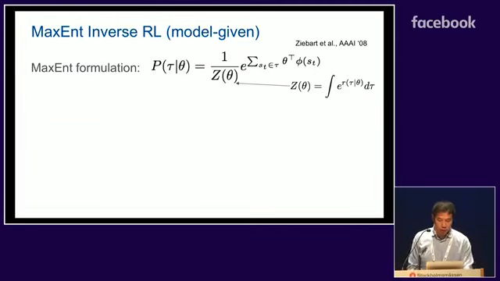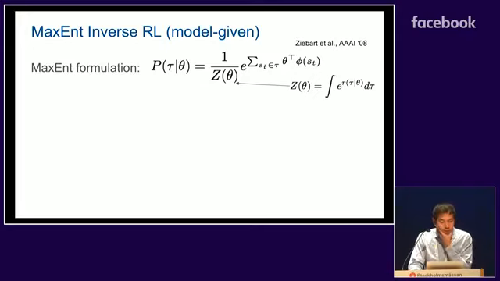So going back to the inverse reinforcement learning setting, what does this mean for us? It means that a trajectory with high reward is exponentially more likely to be sampled from an expert than a trajectory with low reward. And basically, this is the formulation behind the paper Maximum Entropy Inverse Reinforcement Learning by Ziebart in 2008.